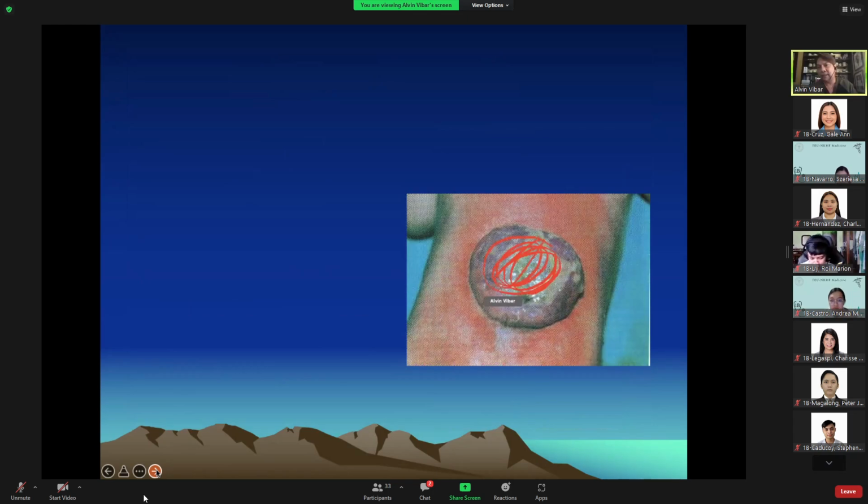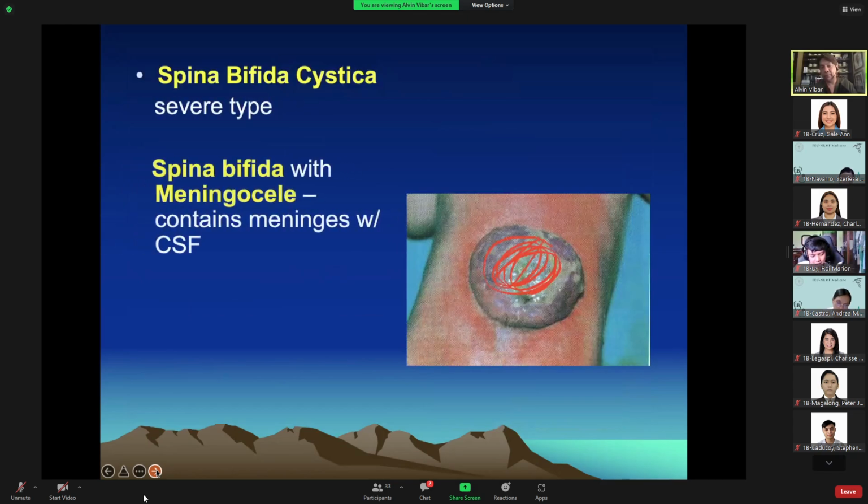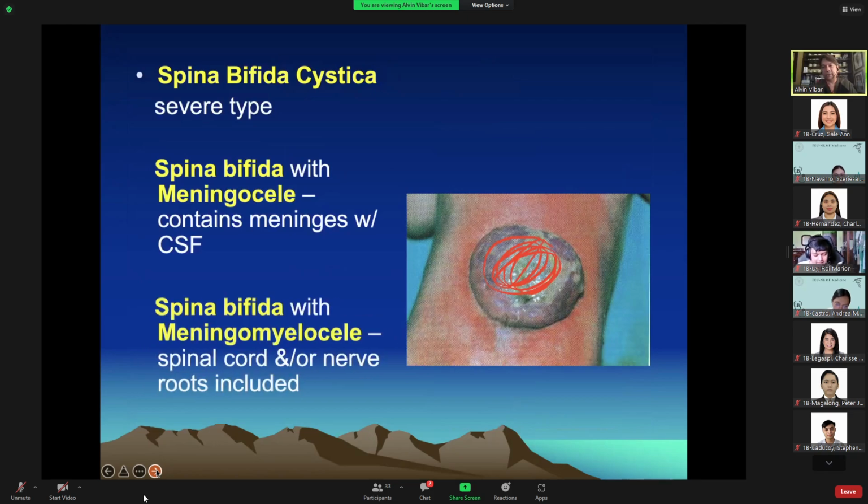Spina bifida occulta, but this one is different. There's a cystic mass at the back. May bukol. Ano kayang laman niya? Depending on the content, we can call it spina bifida cystica, meningocele, or meningomyelocele. Follow the name. Meningocele: meninges with CSF.